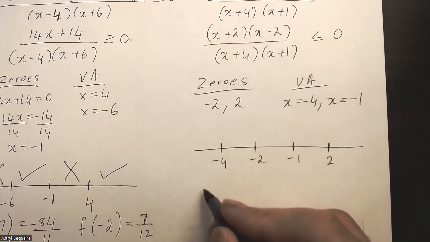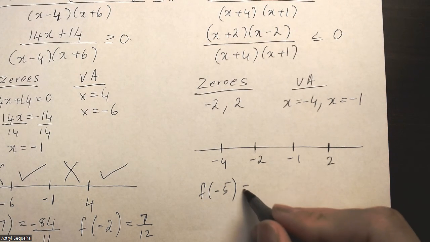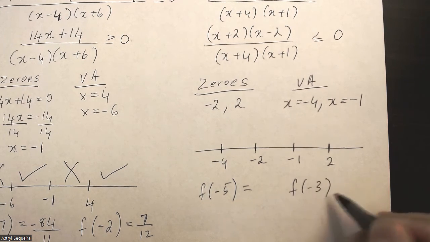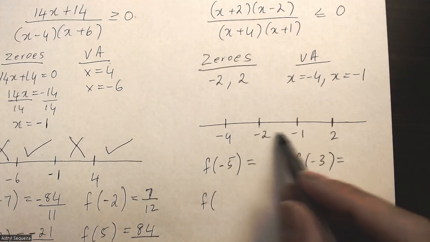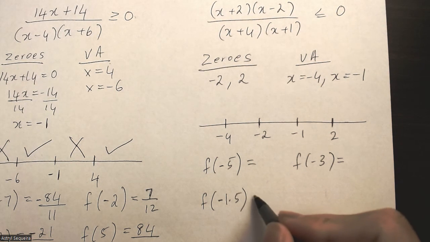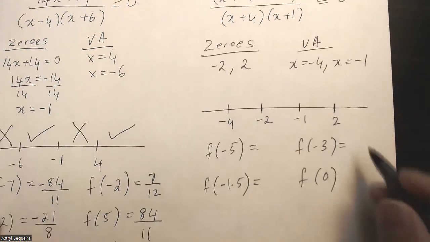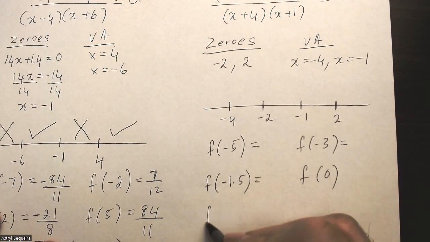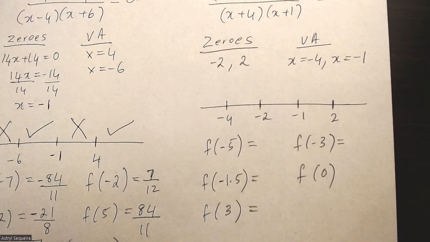Start with picking a number right there. So I'll start with f of -5. Then I'll do f of -3. Then I'll do f of something between these two, so -1.5. Then I'll do f of 0. And finally, I'll do f of 3. I'll test these 5 values for my 5 intervals. Start with -5 in my calculator.